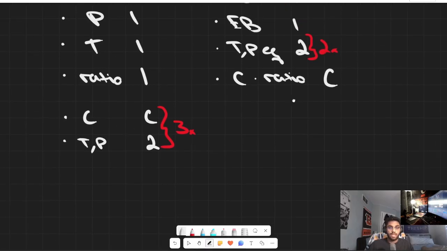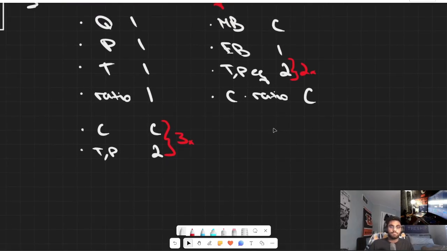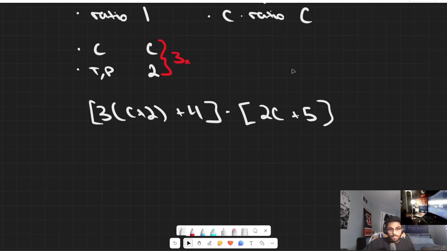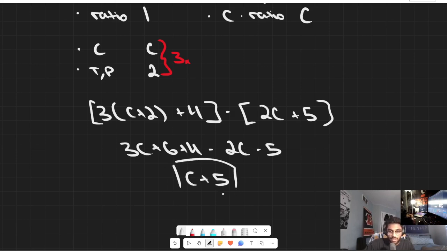All right. So now if we tally it all up, we have 3 times C plus 2 plus 4 on our variable side minus 2C, and then 1 plus 4 is 5. So we now have 3C plus 6 plus 4 minus 2C minus 5, and this will give us a total of C plus 5 degrees of freedom for the splitter.